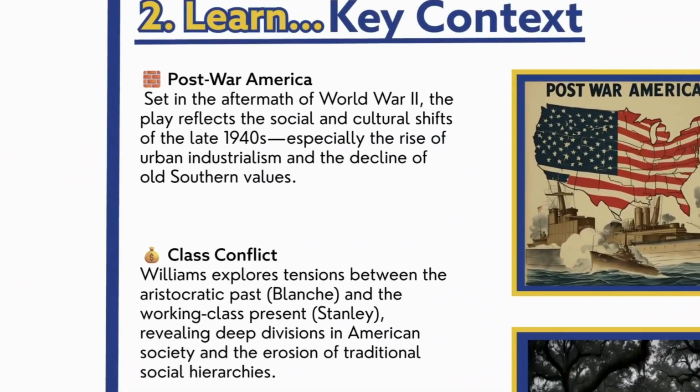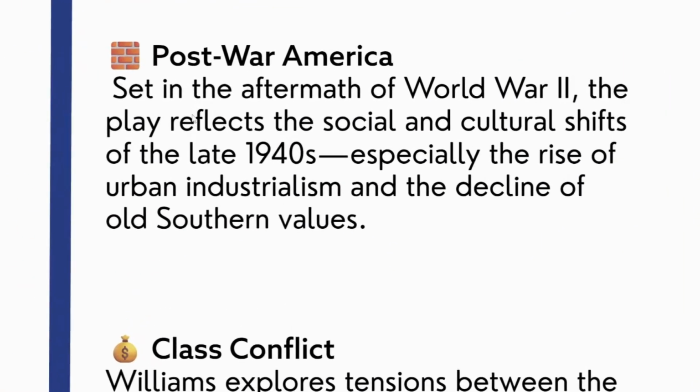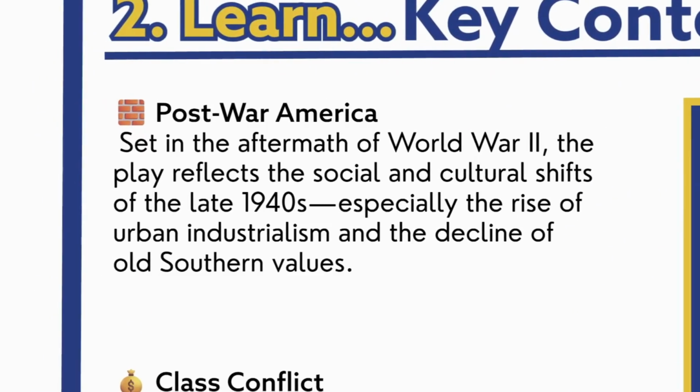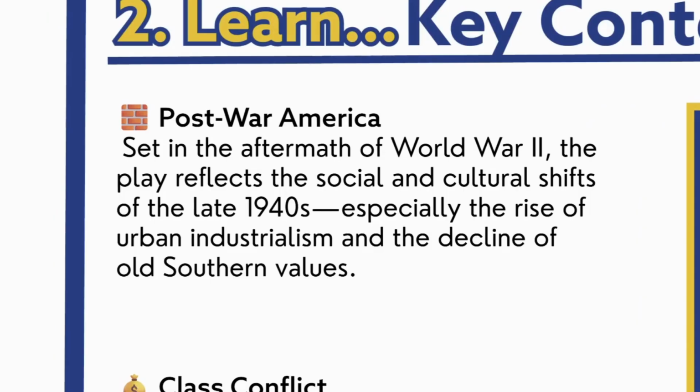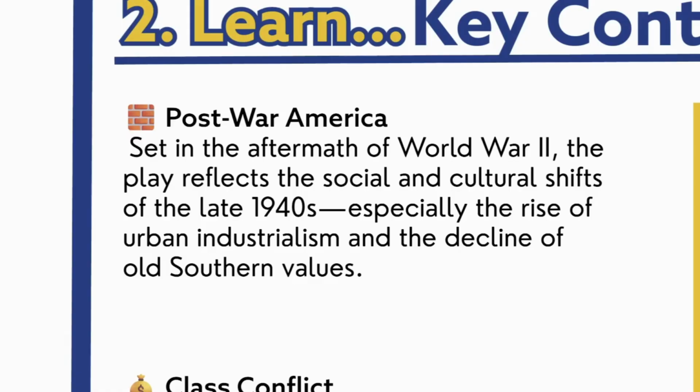Now if we look at some of the key context then, first off then, let's look at post-war America. So it's set in the aftermath of World War II, which obviously ended in 1945. So the play reflects the social and cultural shifts of the late 40s. America was going through a lot of social and economic change in this era, and the world was changing. So especially the rise of urban industrialization, so a lot of people were moving from the country into the urban cities, and the decline of old southern values in the southern states of America, which were starting to be eroded through that. And I think Tennessee Williams wants to explore the effects of their erosion through mainly the character of Blanche DuBois.